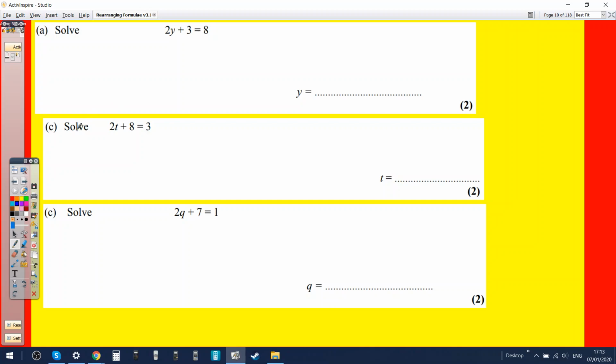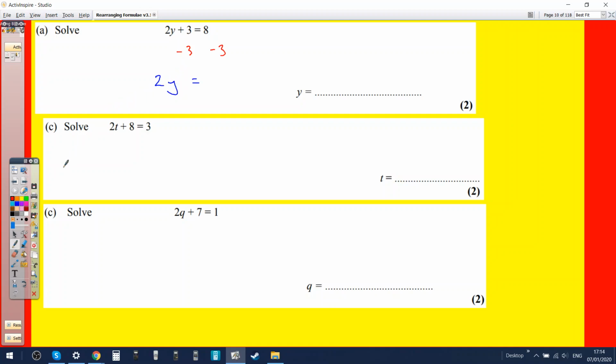Okay, let's try the top one using that method. So 2y equals 3 minus 8. What are you subtracting from both sides? So what did you subtract so that you were left with just 2y? 8 and 3. You basically subtracted the 3 from both sides. Okay, so 3 from both sides. Because you're trying to get just y by itself.